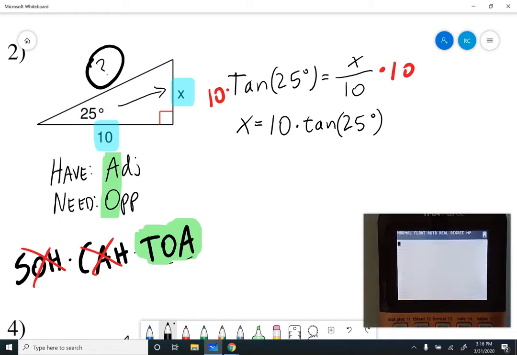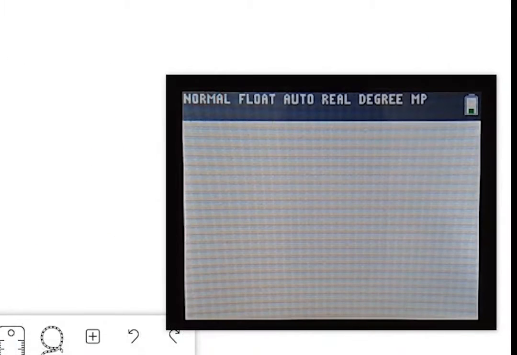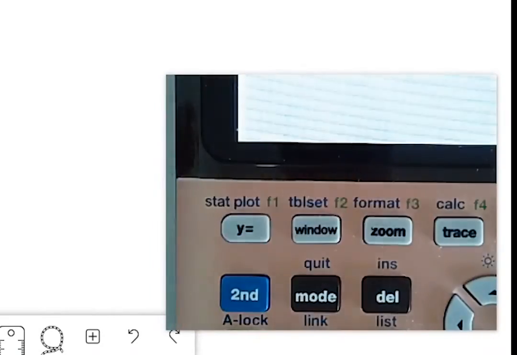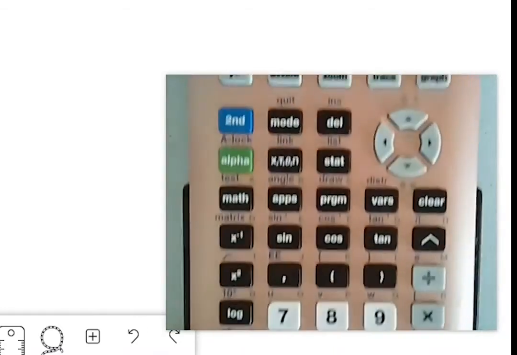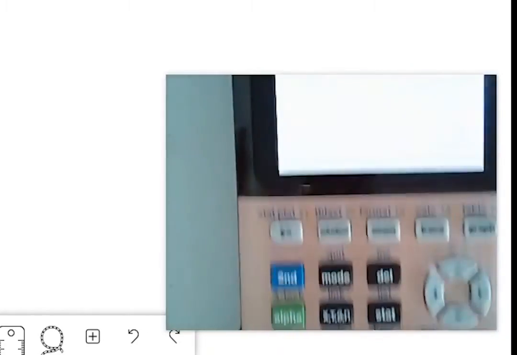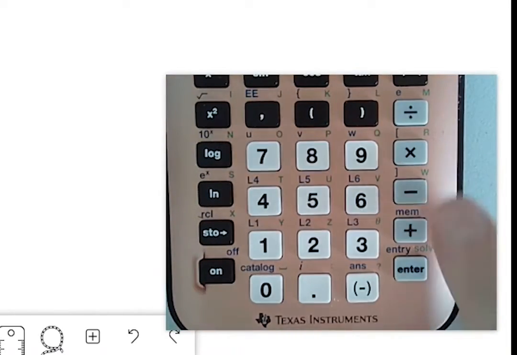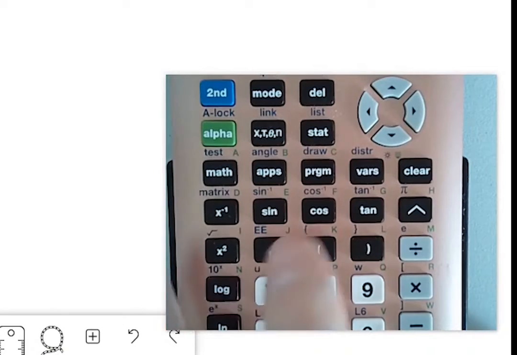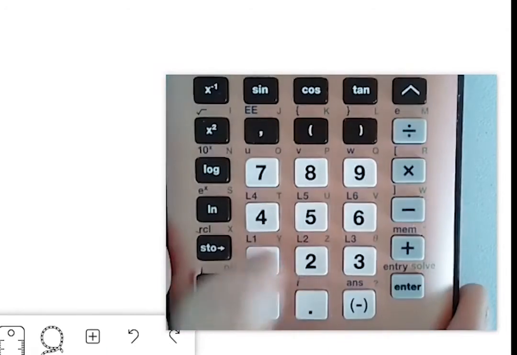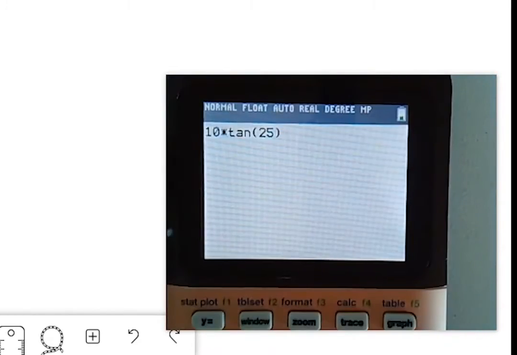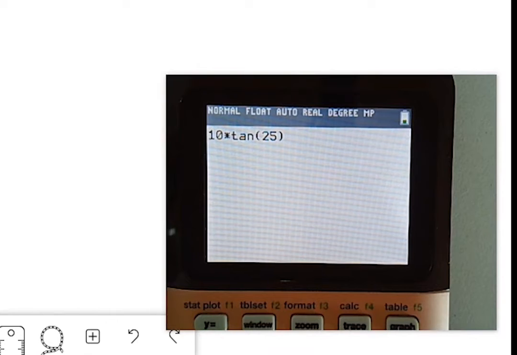I'll zoom in on my calculator here. Now, I'm going to use a different calculator for every one of these problems so that you know how to do this using a variety of calculators. Okay, so here I'm using this graphing calculator, and I just plug in the numbers and symbols as I see them. So I'm going to say 10 times tangent of 25. You don't have to close the parentheses, but I always do.